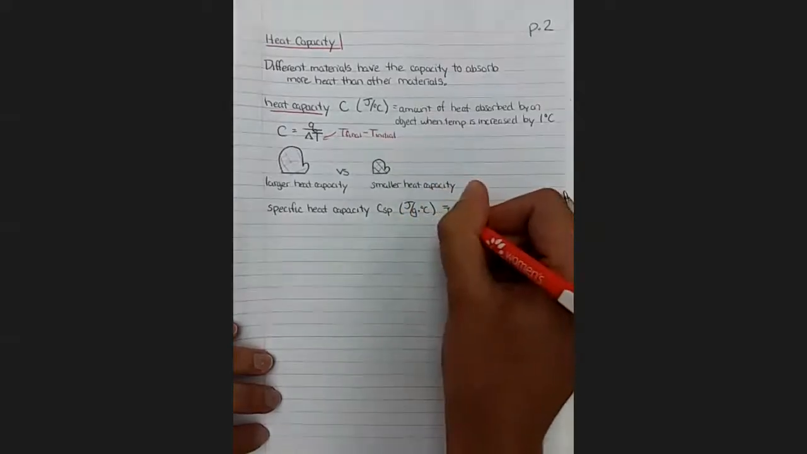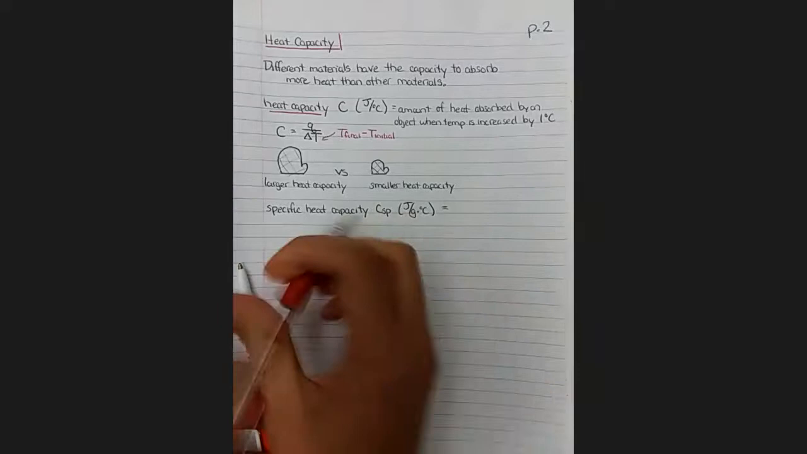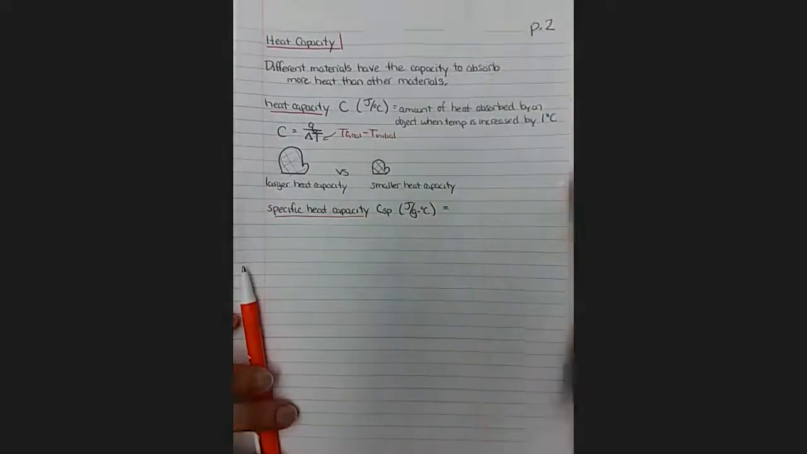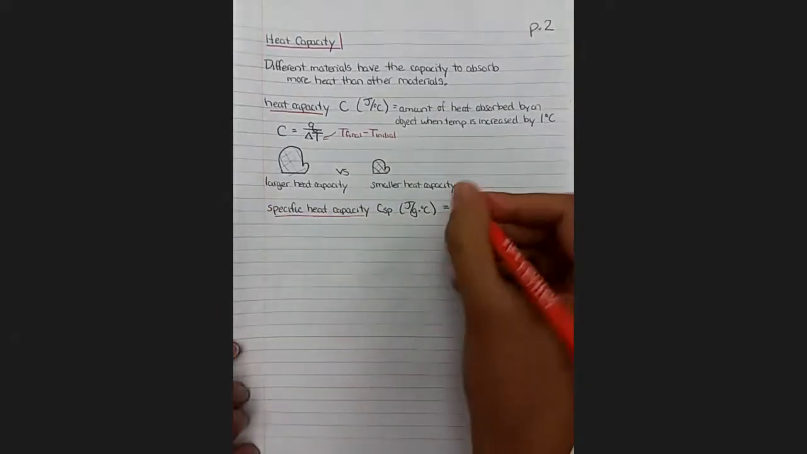And the variable here is going to have grams in it. It's going to have mass, so we divide out that mass so that we can have one number for a particular material.